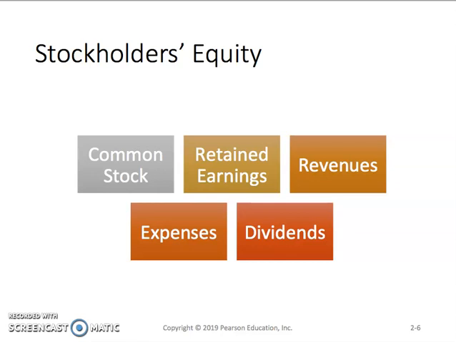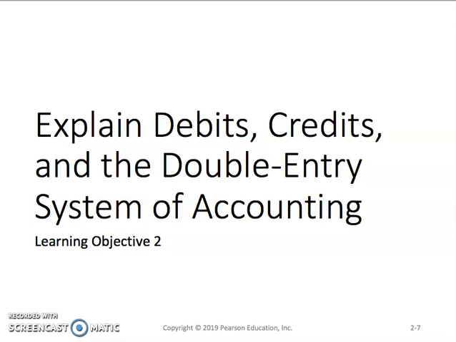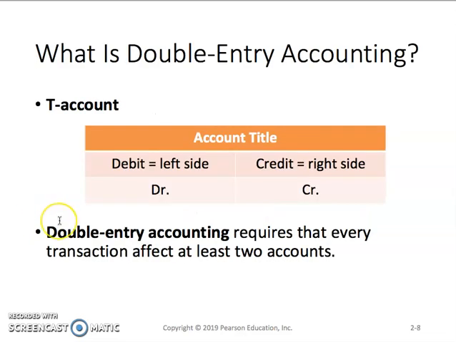So moving forward, and this is important, double entry accounting requires that every transaction affects at least 2 accounts. It makes sense. Double entry. You're entering a debit and you're entering a credit, and those are going to equal each other.